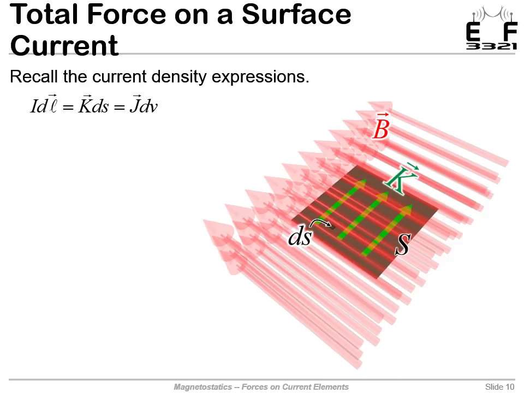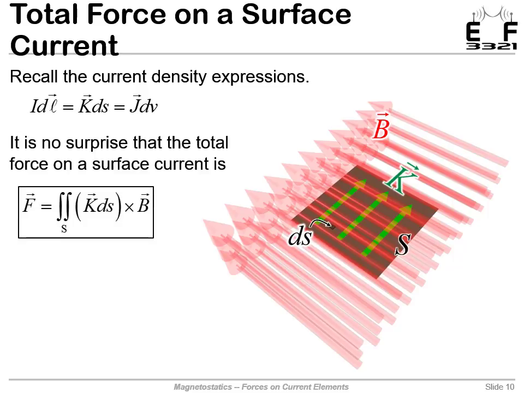Now let's think about the force on a surface current. Again, go back to these differential currents that we derived or talked about when we were discussing the Biot-Savart law. So it's really not a surprise that when we integrate over the area of that surface current, we end up with a surface integral integrating K dS cross B instead of I dL cross B. And of course, we're integrating over a surface. So it's really just a matter of swapping I dL out for K dS, and then integrating over a surface.